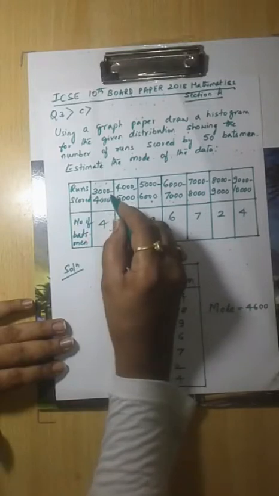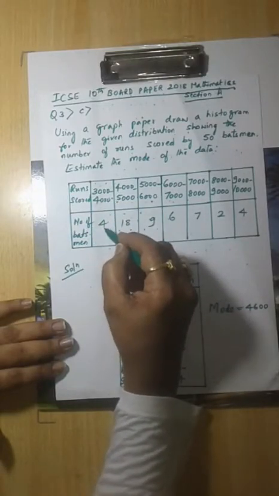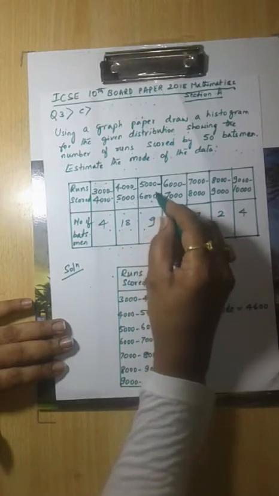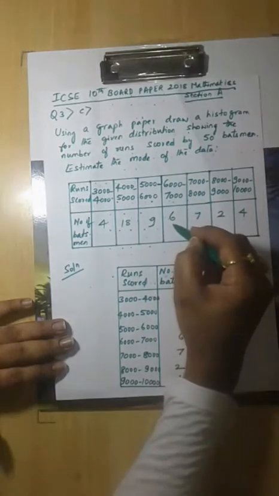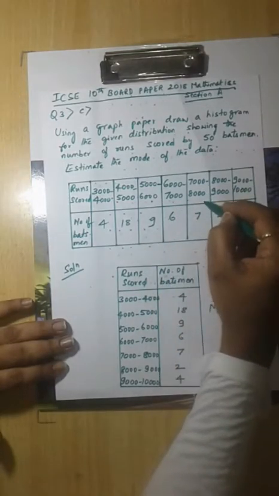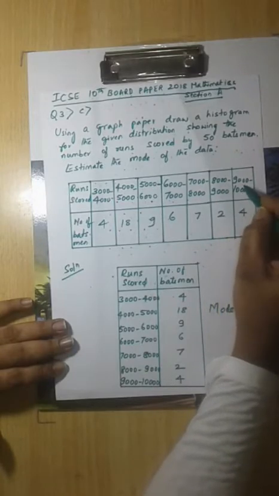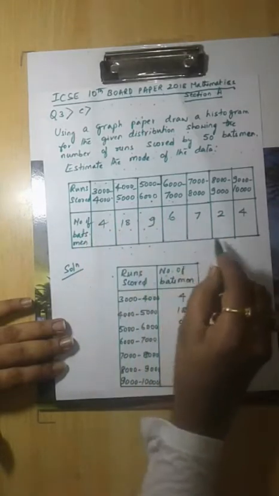So the data has been given in the question. Runs scored 3000 to 4000, the number of batsmen will be 4. Similarly 4000 to 5000 it is 18, 5000 to 6000 it is 9, 6000 to 7000 it is 6, 7000 to 8000 it is 7, 8000 to 9000 it is 2, 9000 to 10000 it is 4. This will be the given data.